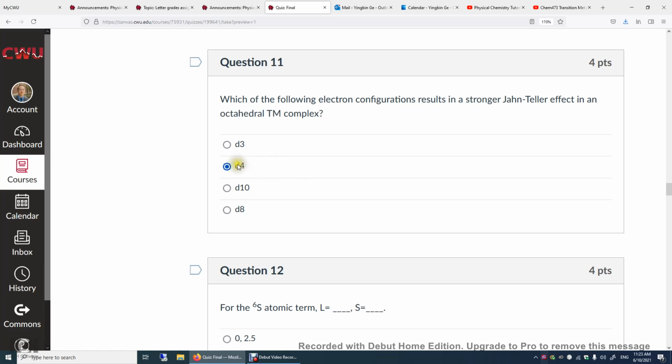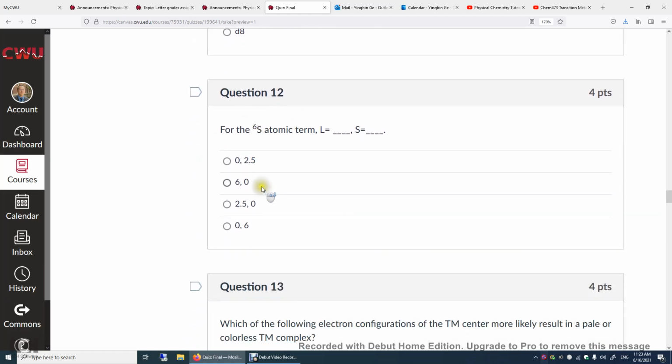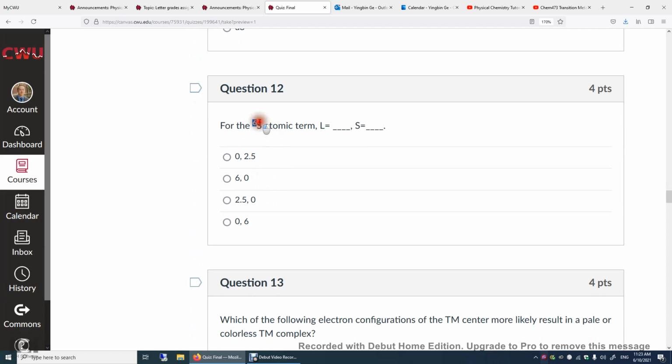If it's low spin, weak Jahn-Teller effect. If it's high spin, strong Jahn-Teller effect. So anyway, d4 more or less has some Jahn-Teller effect. The other 3 have 0 Jahn-Teller effect, so we choose d4. This is pretty simple. This superscript 6 is equal to 2S plus 1, so S is 2.5. And this symbol means L is 0. All right, S, P, D, F correspond to L being 0, 1, 2, 3.